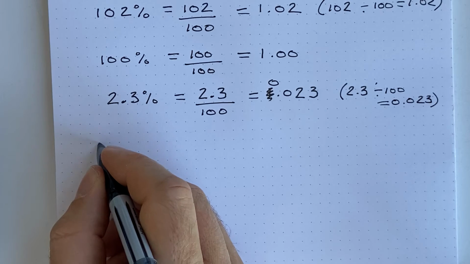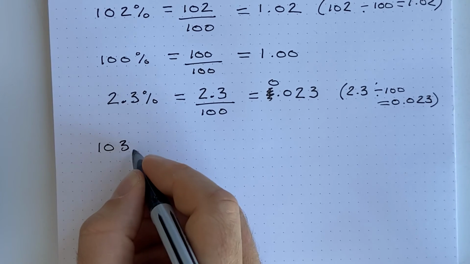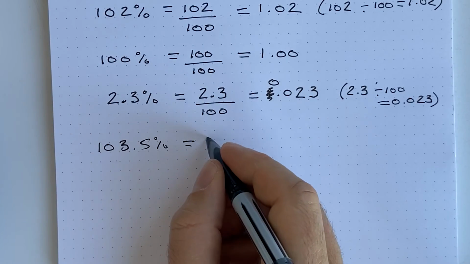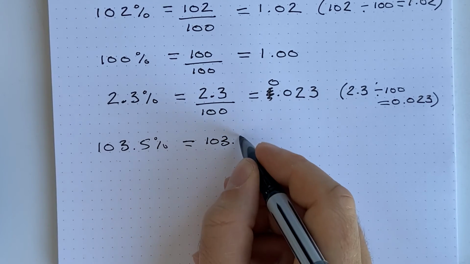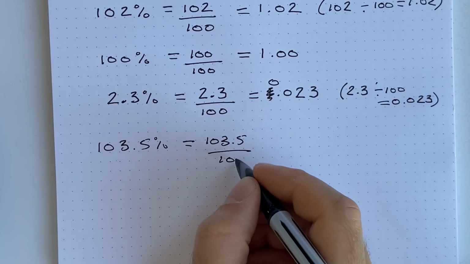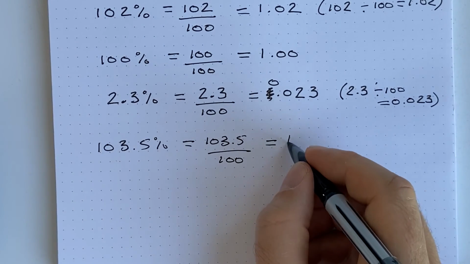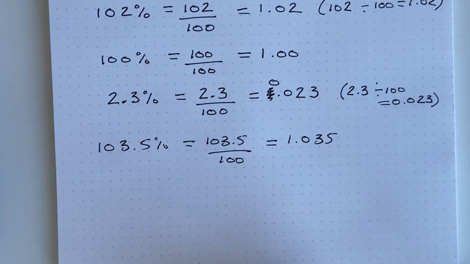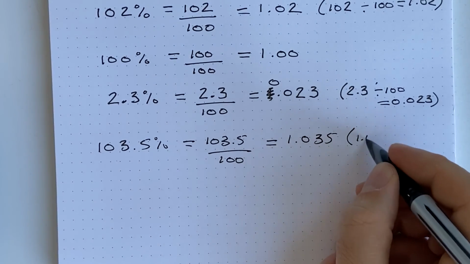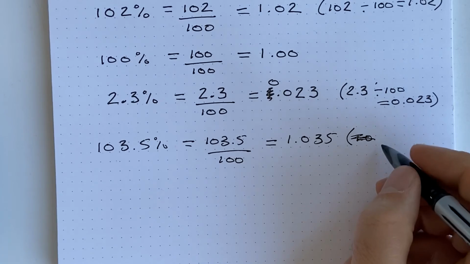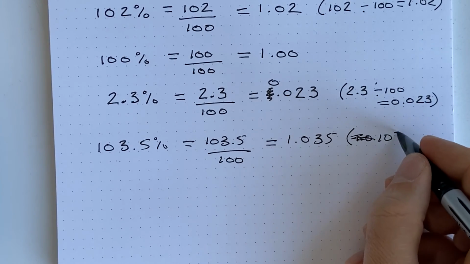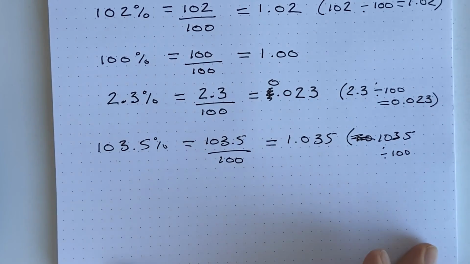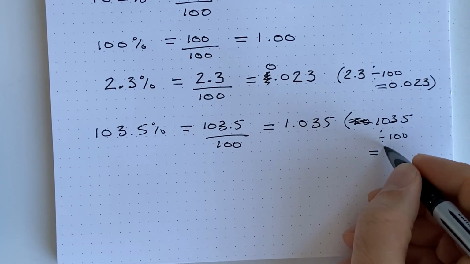So if we have 103.5%, 103.5 over 100, 1.035. 103.5 divided by 100 will give you 1.035.